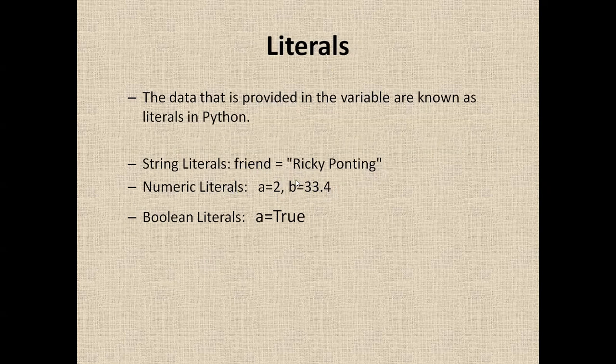So literals are nothing but the values which are given in Python. These values are provided for the variable. Friend is one variable, a is a variable, b is a variable again here. And True is a boolean literal. These are the numeric literals, and Ricky Ponting is a string literal. So literals are nothing but the data which are provided for these variables.